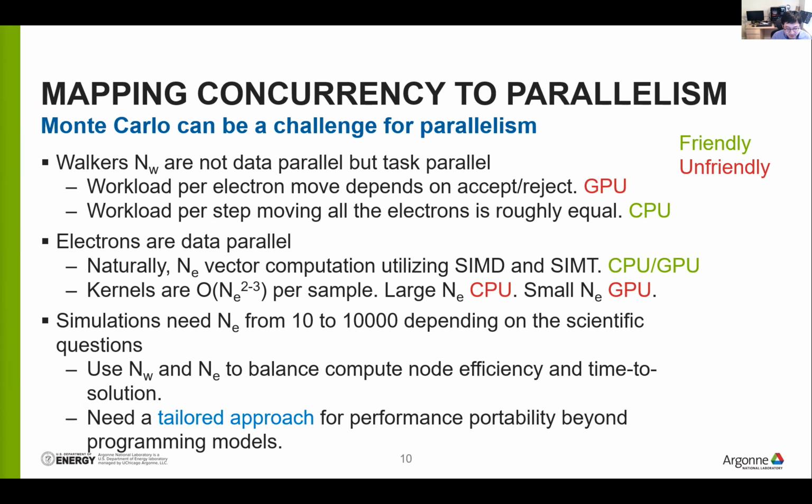Now it comes down to the lower granularity. We still have a bunch of walkers to be advanced, either on a CPU socket or on a GPU. So we still have some walker-level concurrency. Now it's not a good thing. Actually, it becomes a challenge, because walkers are not data parallel. They are task parallel.